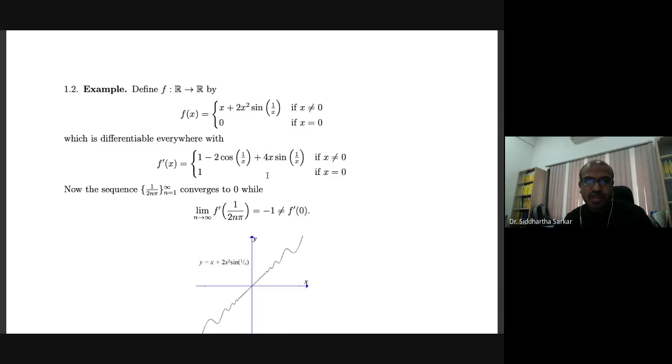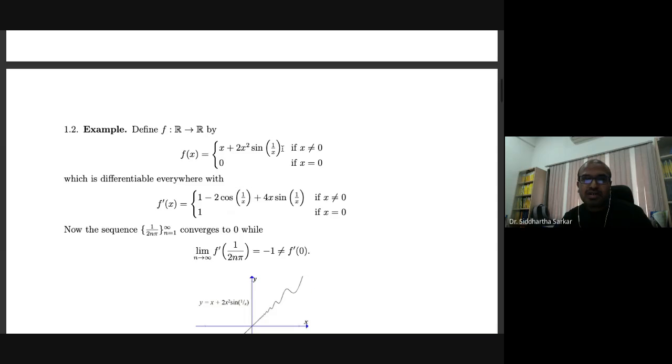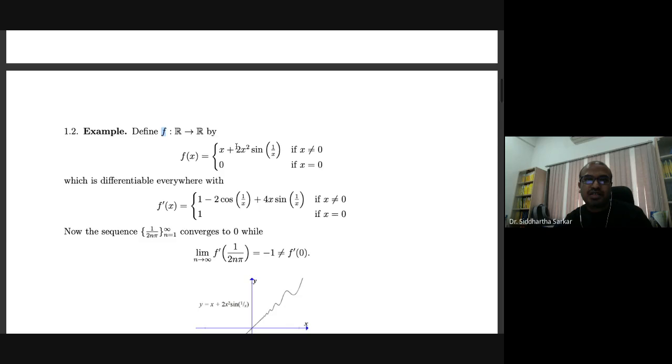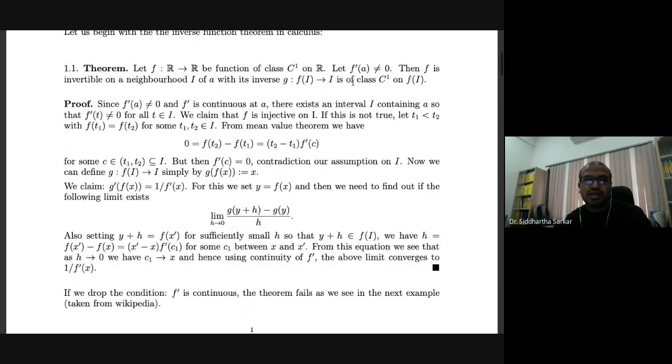First of all, you already know that there is a specific behavior of the function x sine 1 by x. It oscillates too much, even in the very close proximity of origin. So I basically want the function, whatever I'm looking at f, should not be injective. If I can violate the injectivity around the origin, I should be able to violate the conclusion of this theorem without the continuity of the derivative.